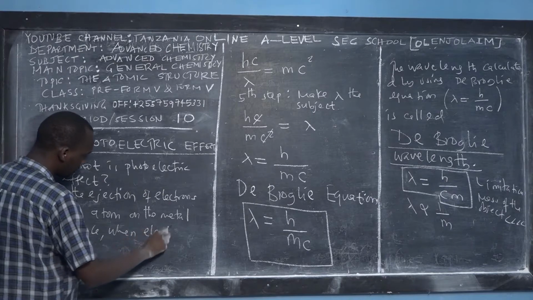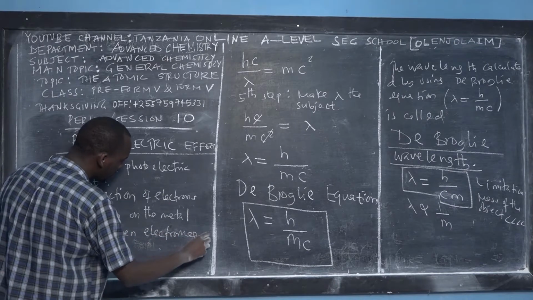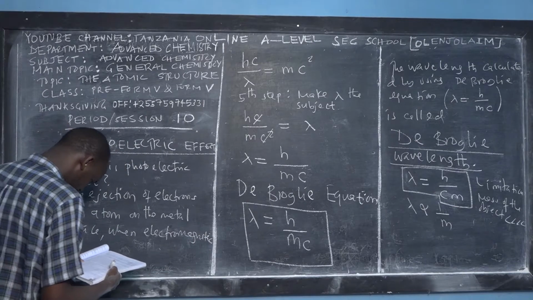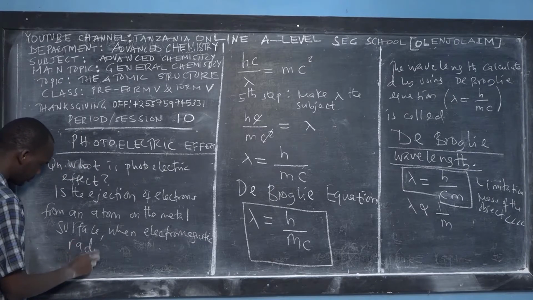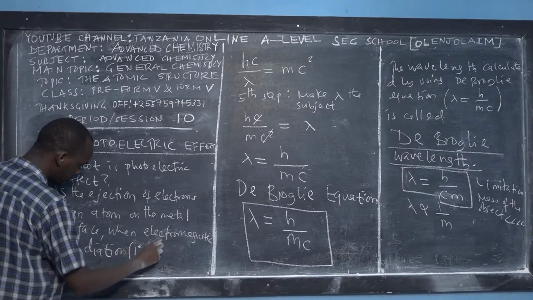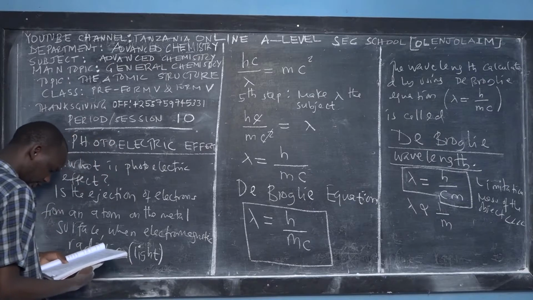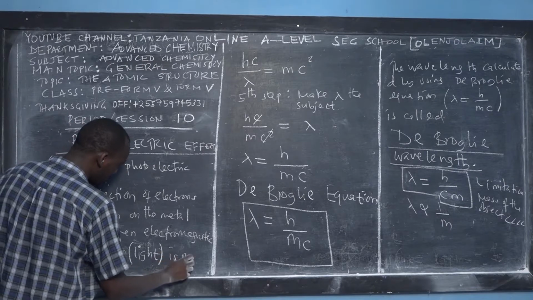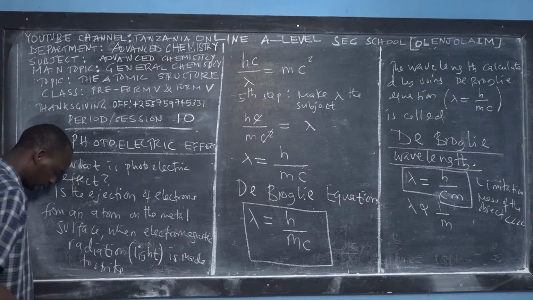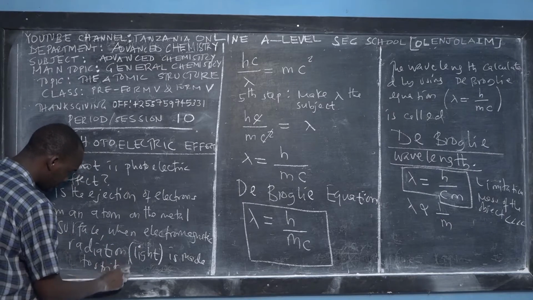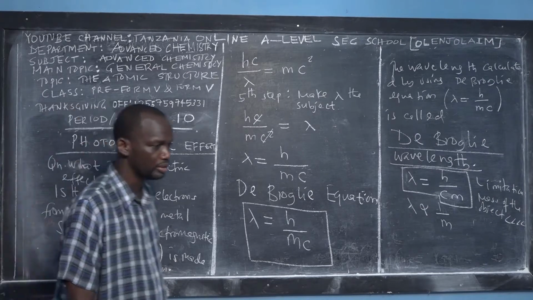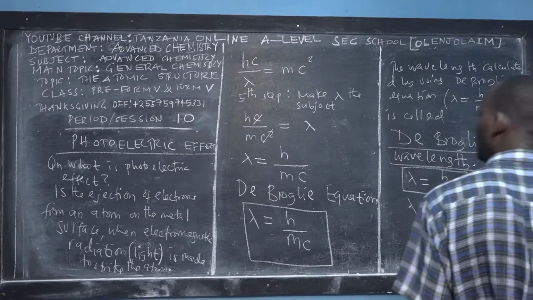when electromagnetic radiation or light is made to strike, what? It's made to strike the atom. So let me explain what it means. I need some space to explain it.